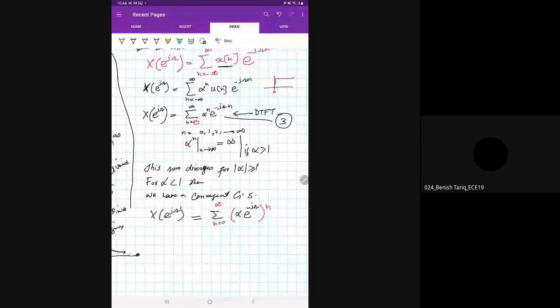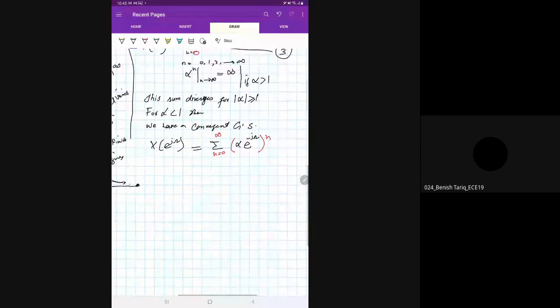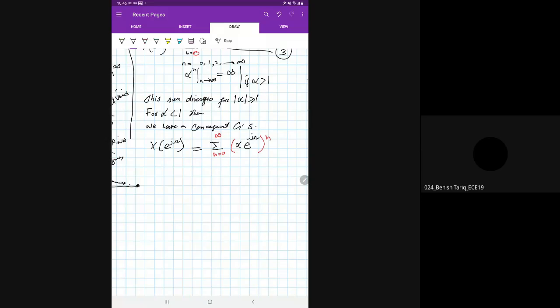This is now a geometric series. So it is summation n equal to 0 to infinity a raised power n. Okay, a raised power n. And you know that this can be simplified. Say, for example, now this could be written as equation 4.